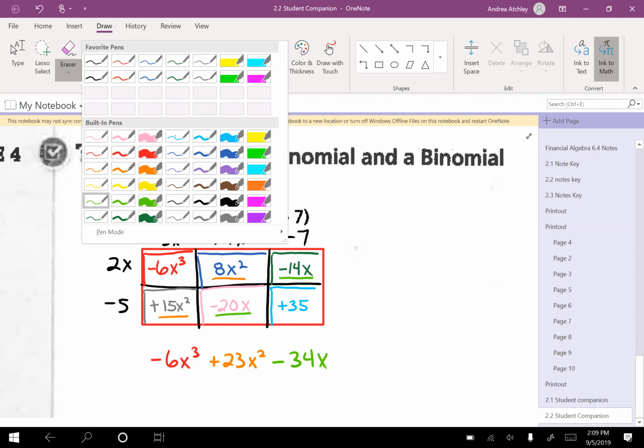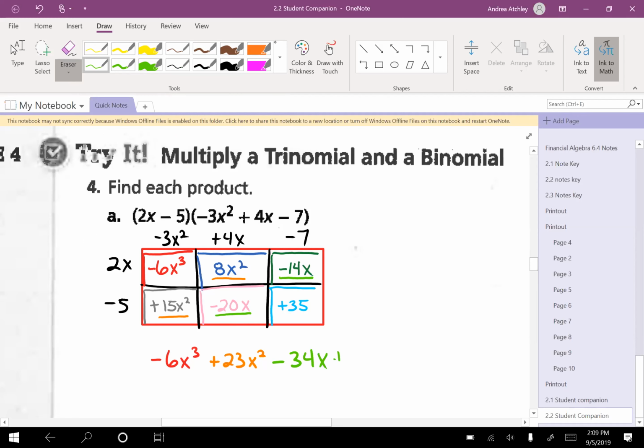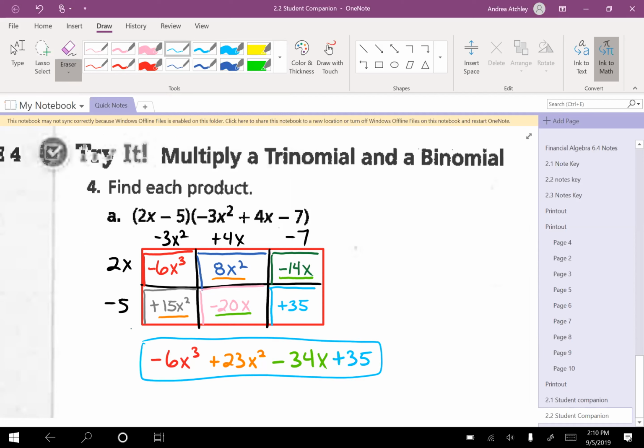And then plus the 35. Okay, so that is the area of that big rectangle. Any questions over that? Okay, you guys do the next one.